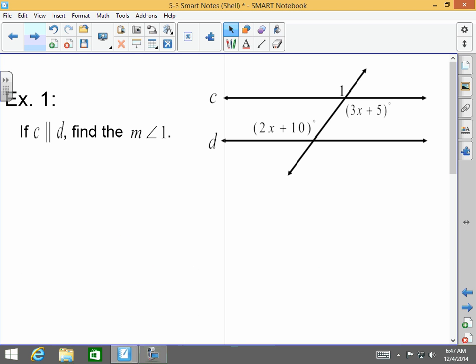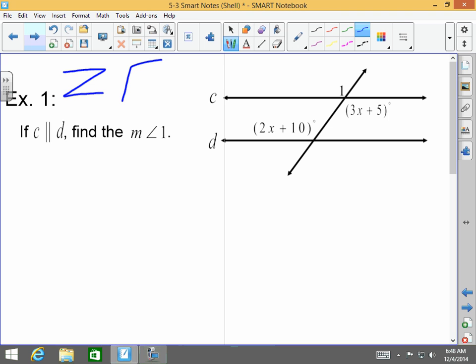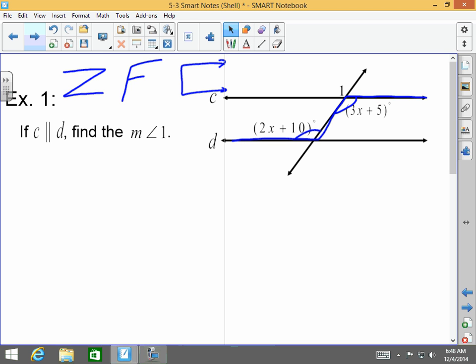So let's get to it. If line C is parallel to line D, find angle 1. Okay. Think about the Z method for alternate interior. Think about the F method for corresponding. And think about the C method or U method for same side interior. Always think of those. Those are going to help you. In this case, I have a backwards Z. So that means this angle is congruent to this angle because of alternate interior angles.